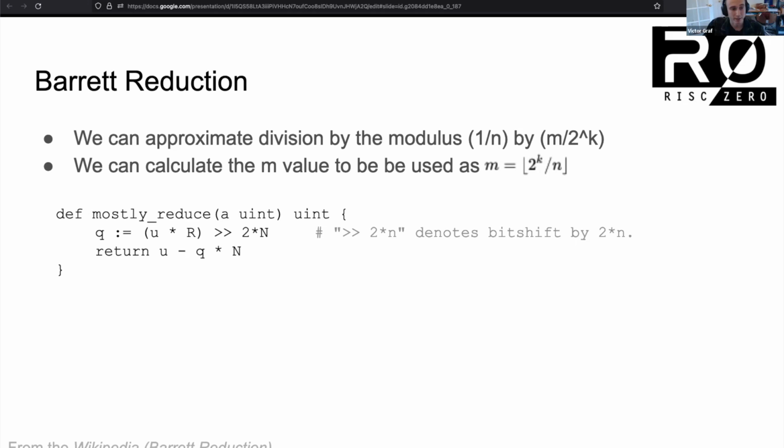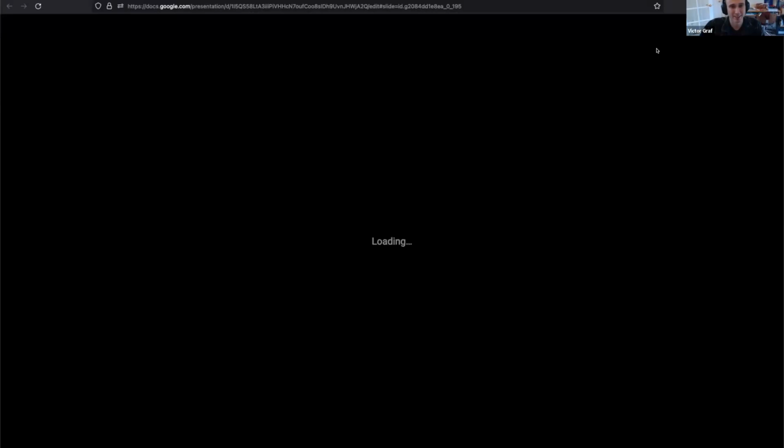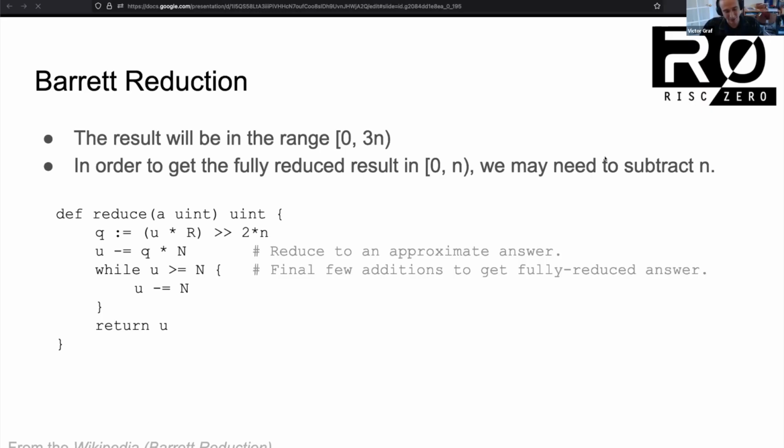The reason I say mostly reduced is that the actual final result will be somewhere in the range of 0 to 3n. Actually, this is also a mistake, but much easier to fix. So 0 to 3n, and we don't want that, we want between 0 and n. If we do either one or sometimes two subtractions, we'll get down to that final value. So we do the partial reduction, and then we do up to two subtractions, and we get the final result.